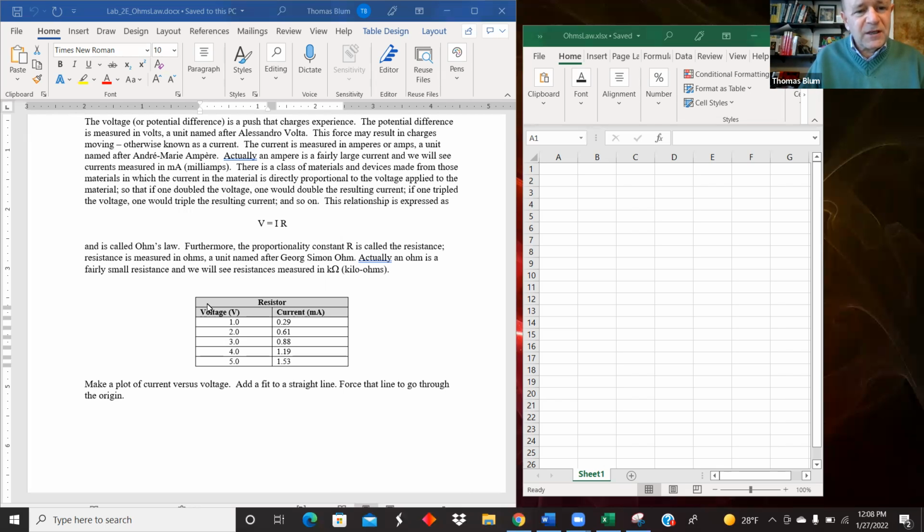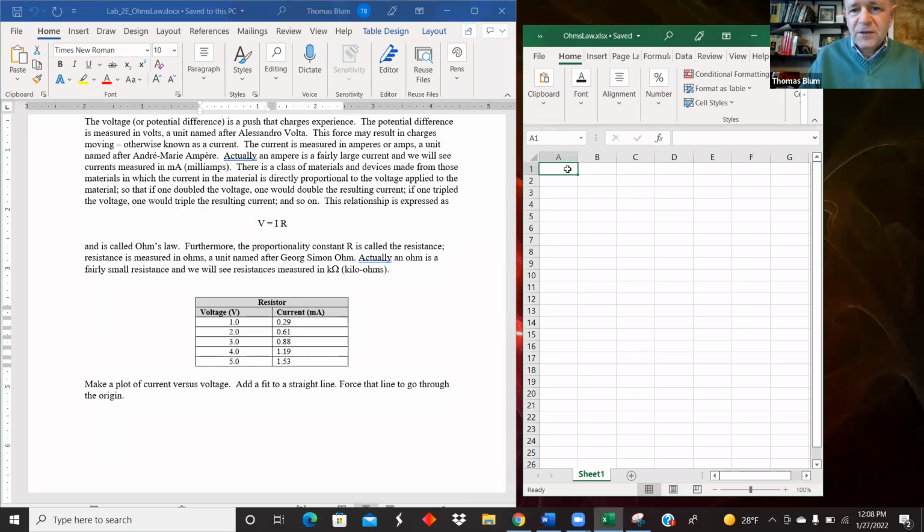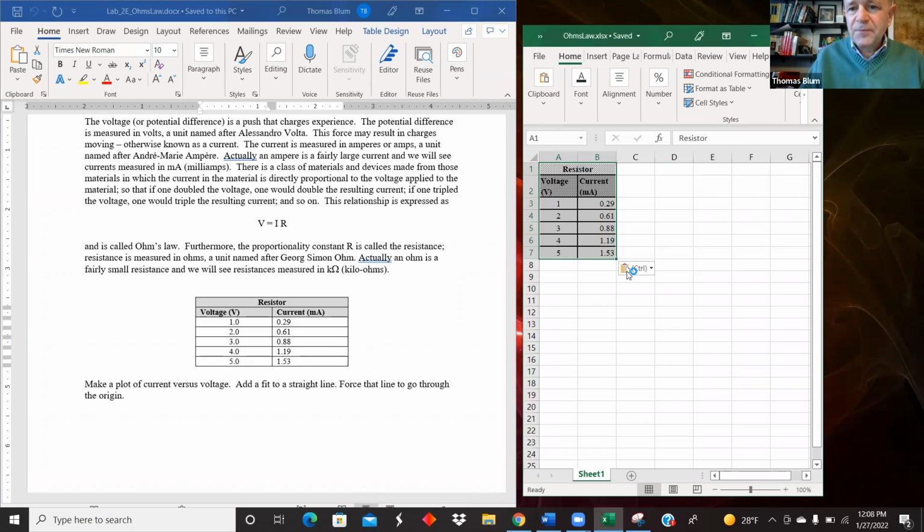Okay, so I have some data that I have over here in a Word document. Copy it and paste it over here into Excel. Okay, and just the voltage was varied and then the current was measured. So when there was one thing that you sort of input, what you wanted to do, we usually put that on, by convention, the x-axis.